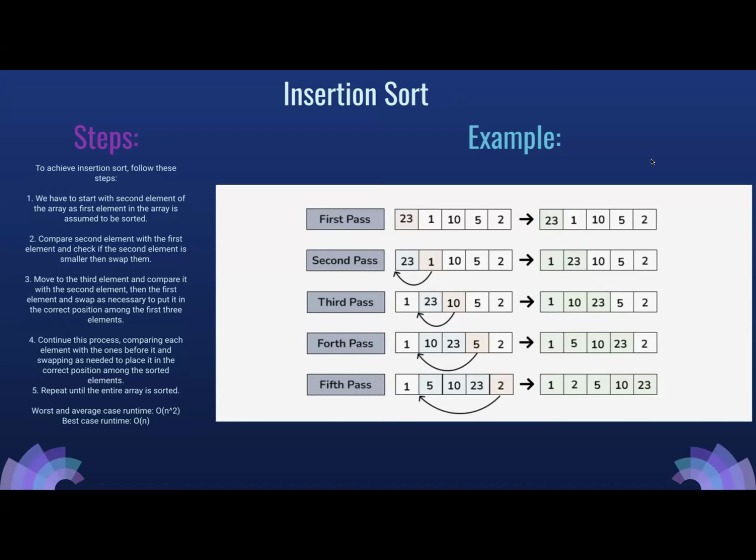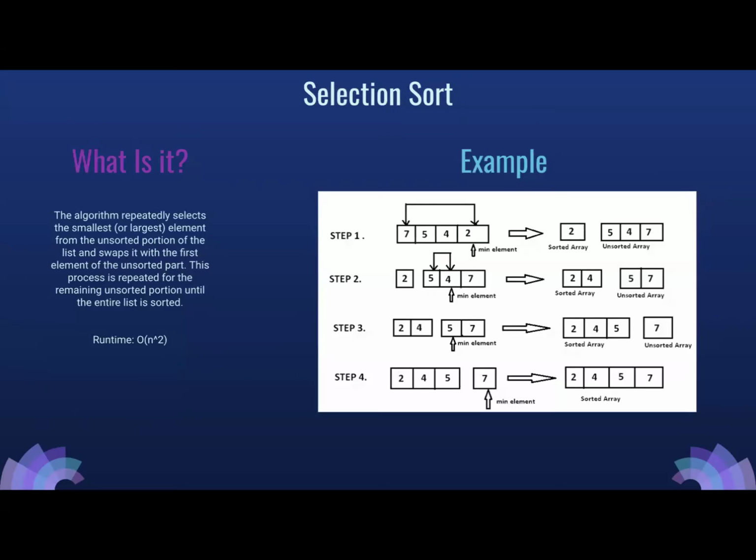Worst and average case runtime for this is going to be O of n squared, with the best case runtime being O of n. Selection sort. What is it? The algorithm essentially repeatedly selects the smallest or largest element from the unsorted portion of the list and swaps it with the first element of the unsorted part.